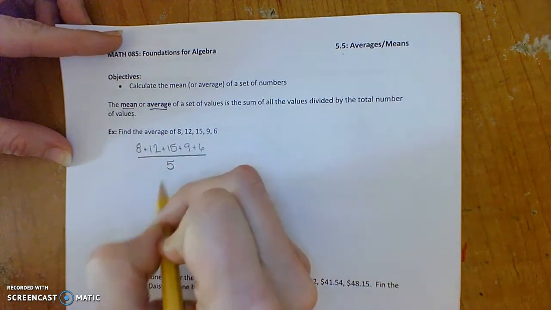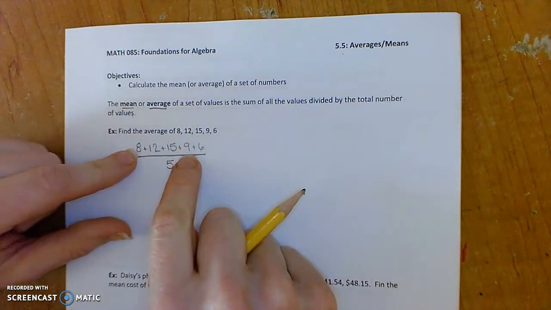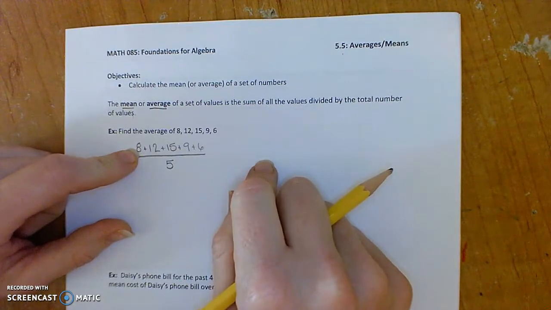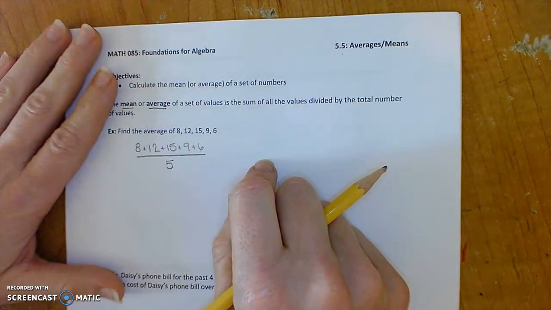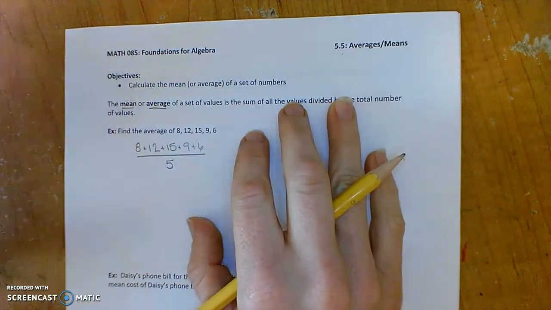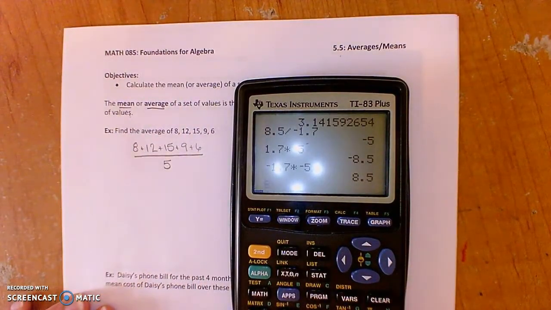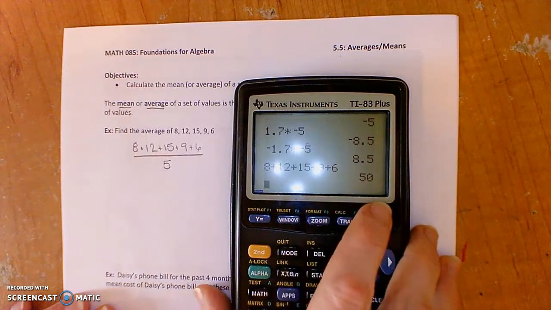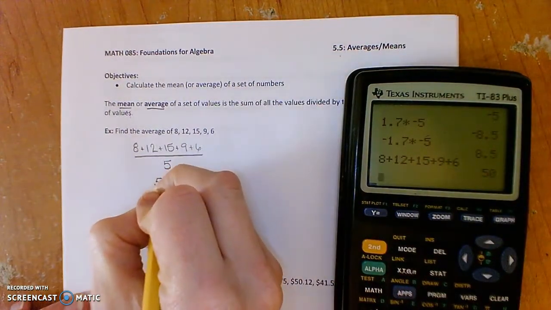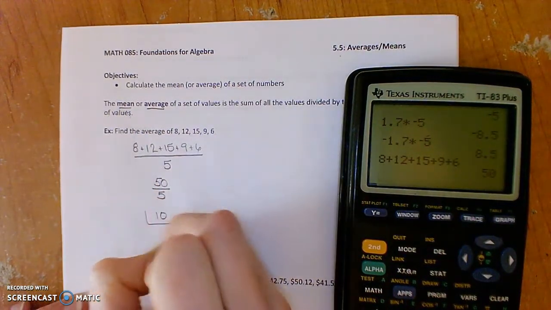Divide by 5. Right. So for these problems, some of the stuff you do by hand. Others, just because there are multiple computations, you may use your calculator to help you with these. So the important thing is to either put everything in parentheses or do the numerator first, which evaluates to 50, and then divide by 5, which gives you 10.